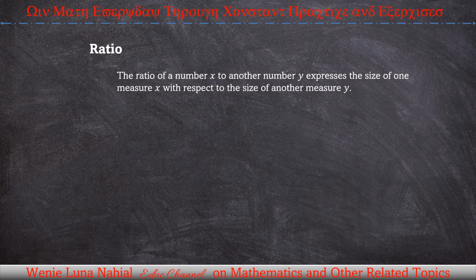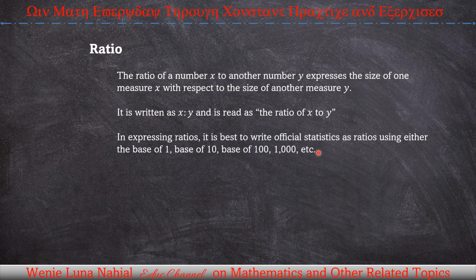Ratio. The ratio of a number x to another number y expresses the size of a measure x with respect to the size of another measure y. It is written as x is to y and is read as the ratio of x to y. In expressing ratios, it is best to write official statistics as ratios using either the base of 1, base of 10, base of 100, 1,000, or higher than that.